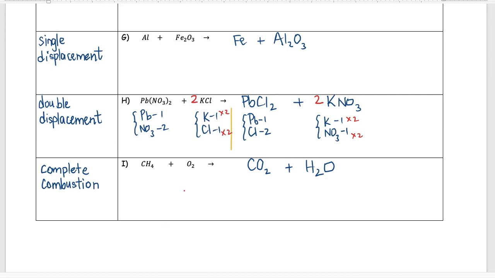It's all balanced. So the key thing here was to put the polyatomic kind of as one clump, to carry that in your head. How many of those do you have? It's much easier than going, okay, there's 1 nitrogen and 3 oxygens that I have to balance. All right, the next one is a complete combustion.